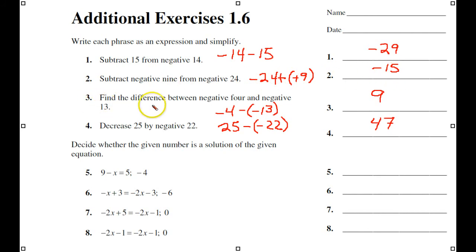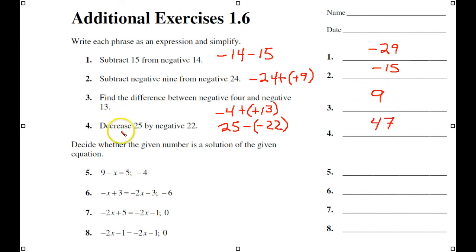So here they're asking, find the difference between a negative 4, which is right here, and a negative 13. Now the difference, again, is this negative sign here, and then again, this becomes a positive. So it gives us a 9.